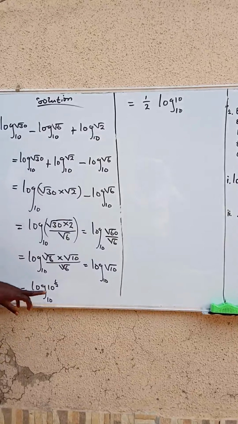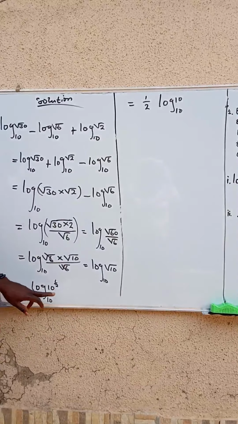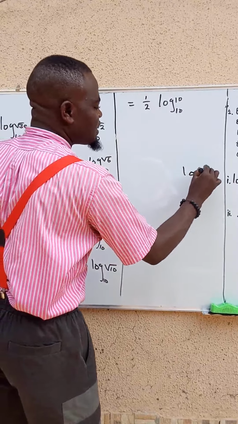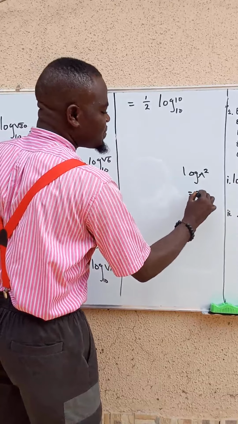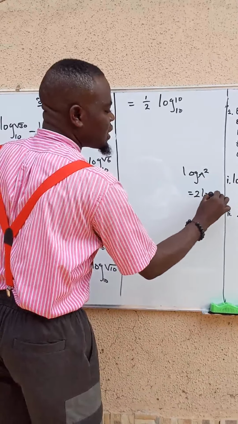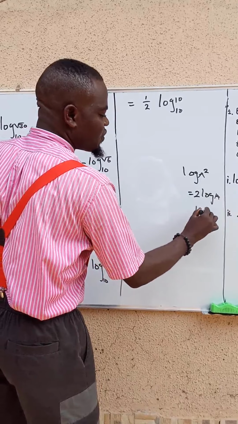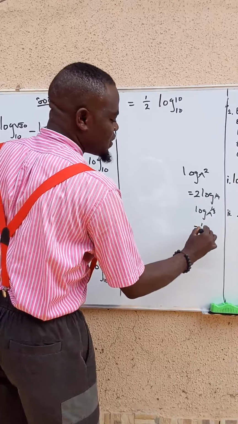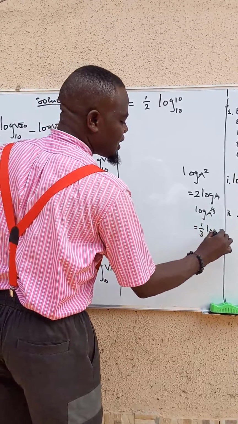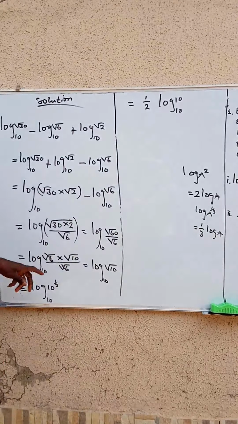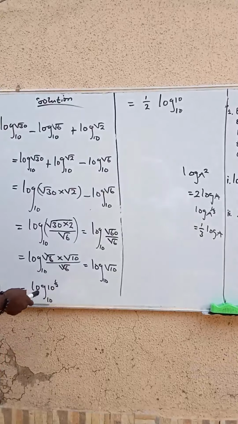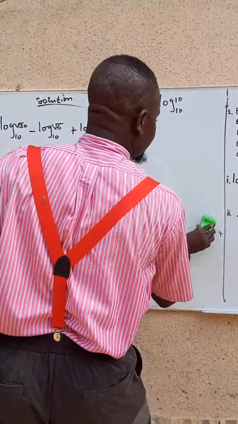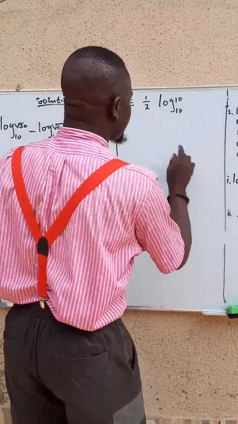So from there, I know fully that if I have log a squared, it will be the same thing as 2 log a. If I have log a raised to the power of 1 over 3, it's the same thing as 1 over 3 log a. So that is a rule. So I now applied it here. I carried the 1 over 2 back here. Good. That is what happened here.